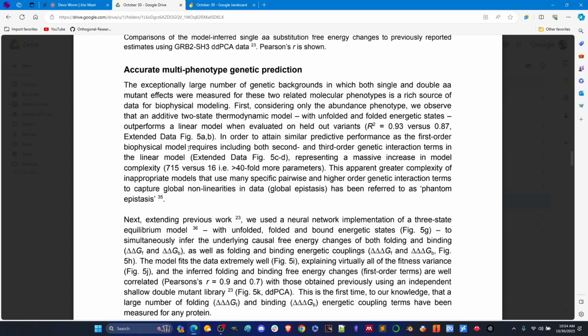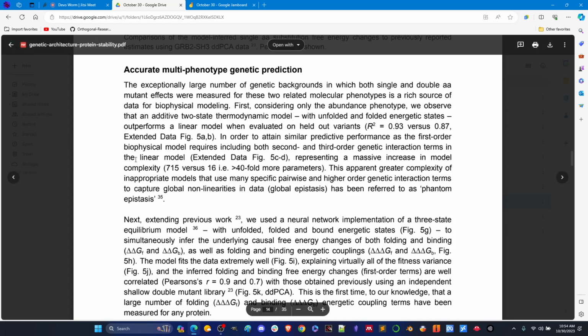This represents a massive increase in model complexity, however, so the gain that you get may not be worth it. This apparent greater complexity of inappropriate models that use many specific pairwise and higher-order genetic interaction terms to capture global nonlinearities in data, or this global epistasis, has been referred to as phantom epistasis. And so that's one aspect of this work, that it can contribute to this sort of understanding.